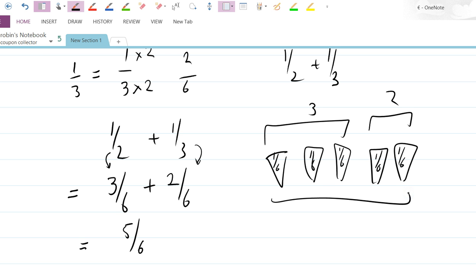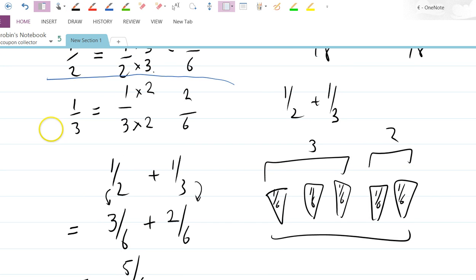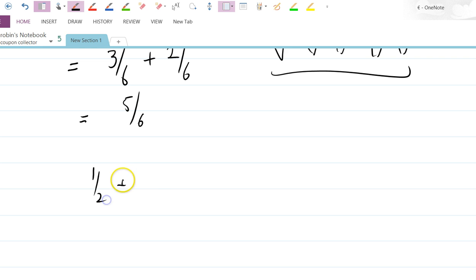It's not like I'm adding big ones to little ones. They're all the same size. They're all a sixth of a pie. That, I think, is quite clever. So a half plus a third equals 5/6. Okay, I'm going to stop there, and I'm going to give you some more stuff later.